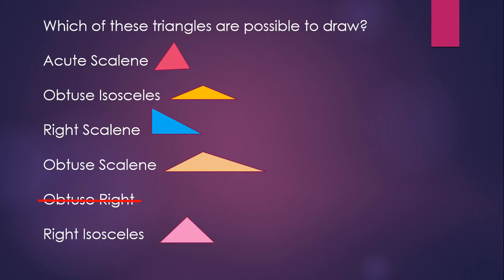And a right isosceles triangle is possible to draw. It's going to have a right angle and two sides that are congruent.